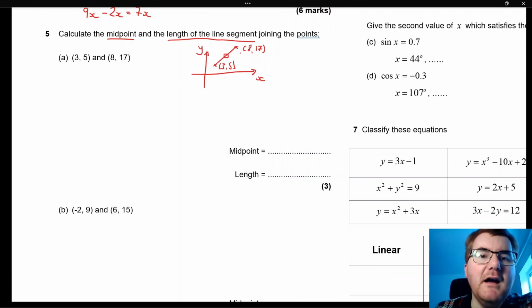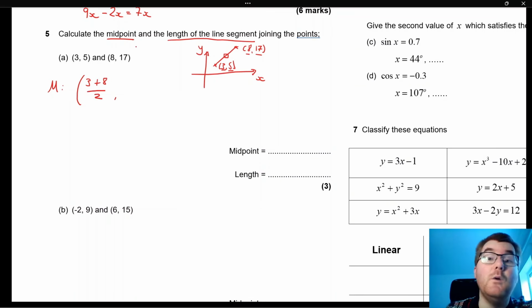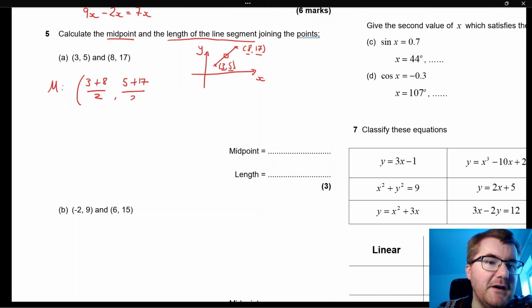Now, to find the halfway point, we just need to find the halfway between the x coordinates and the y coordinates. So to work out my midpoint, I need to find the average of 3 and 8. Now, how do I work out the average here? Well, I add together the x coordinates and then divide by 2. And I do exactly the same with the y coordinates. So I do 5 plus 17 divided by 2.